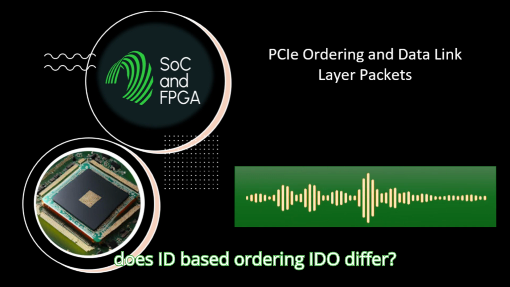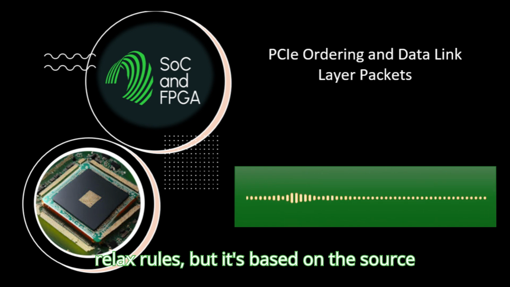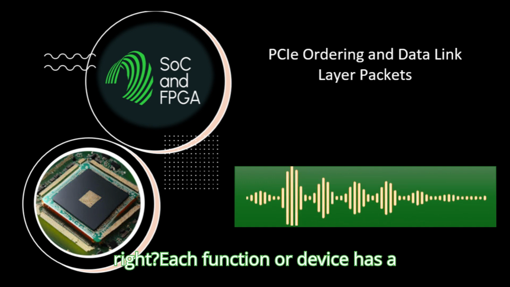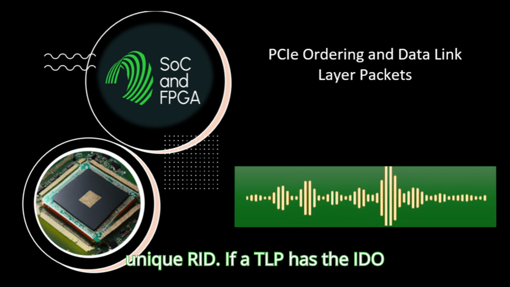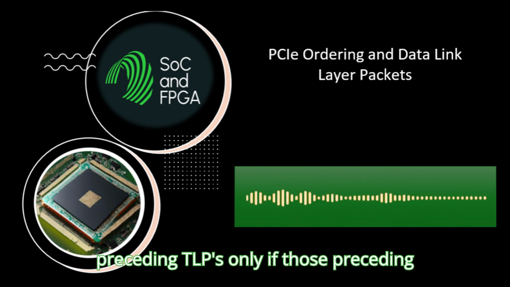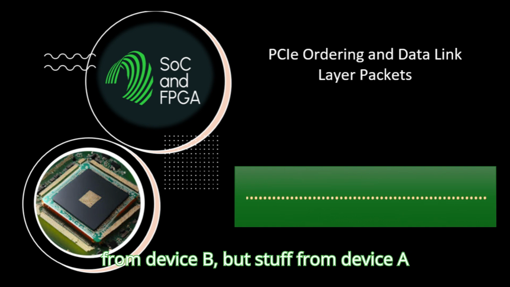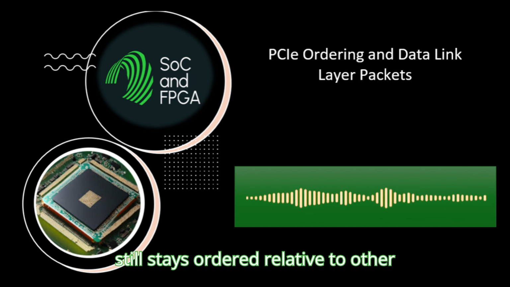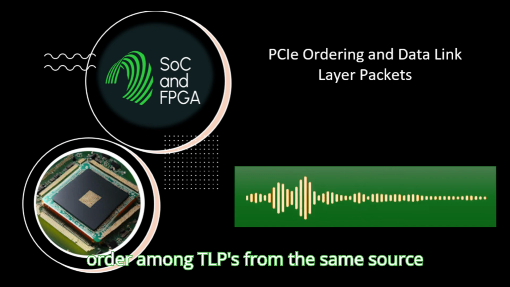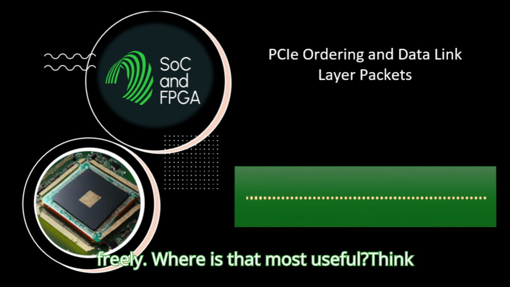How does ID-based ordering, IDO, differ? IDO, ID-based ordering, is another way to relax rules, but it's based on the source of the transaction, the requester ID, or RID. Okay, so who sent it matters now. Right. Each function or device has a unique RID. If a TLP has the IDO bit set to 1, it's allowed to pass preceding TLPs only if those preceding TLPs came from a different requester ID. So stuff from device A can pass stuff from device B, but stuff from device A still stays ordered relative to other stuff from device A, assuming RO isn't also on, I guess. You got it. It maintains order among TLPs from the same source within the same TC/VC, but allows different sources to interleave more freely.